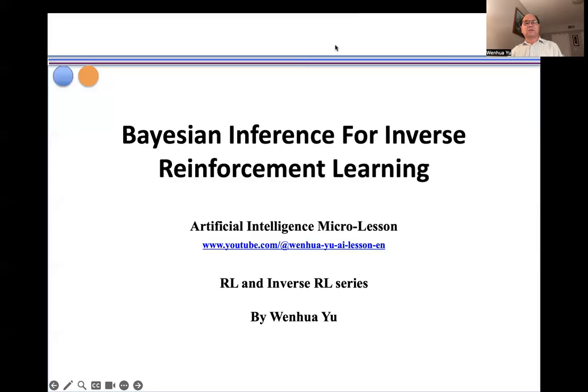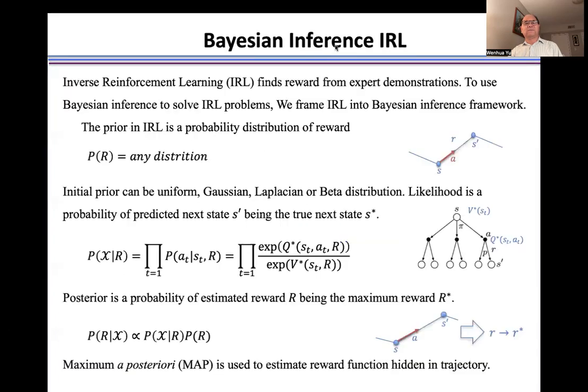In this video, I introduce Bayesian inference for inverse reinforcement learning. Inverse reinforcement learning is used to find the reward function from expert demonstrations. To use Bayesian inference to solve inverse reinforcement learning problems, we first frame inverse reinforcement learning into the Bayesian inference framework.